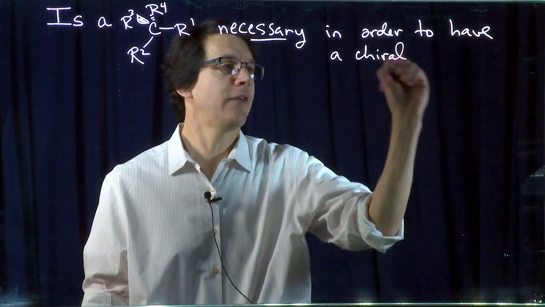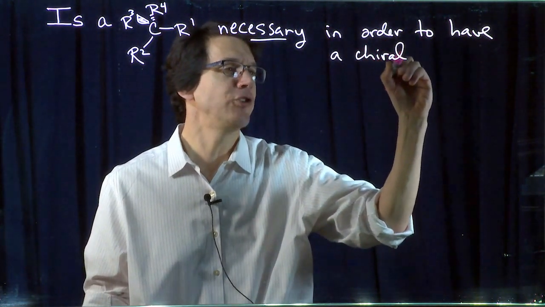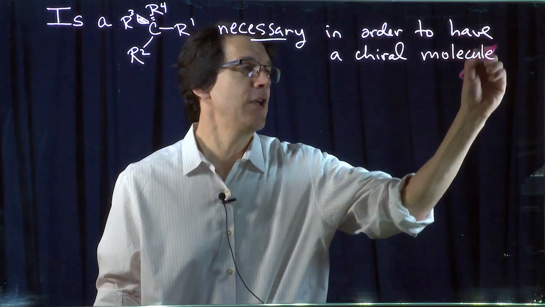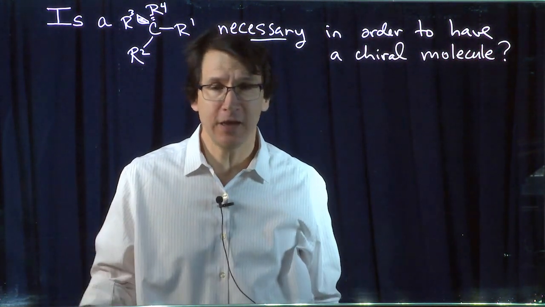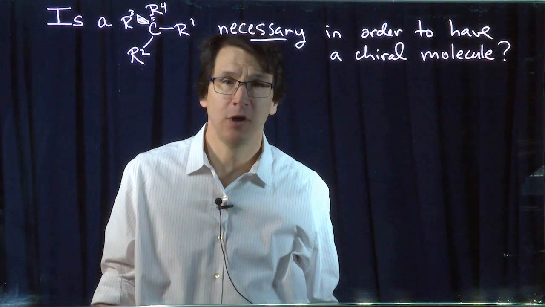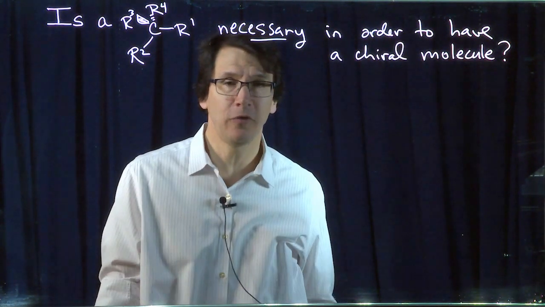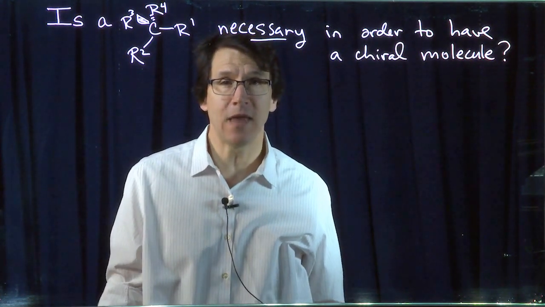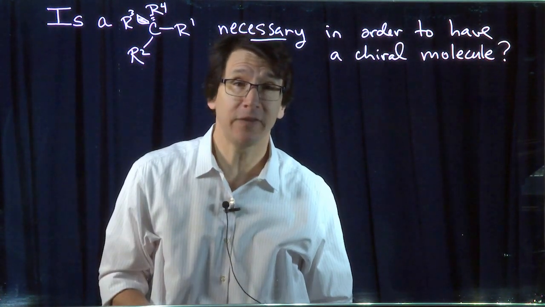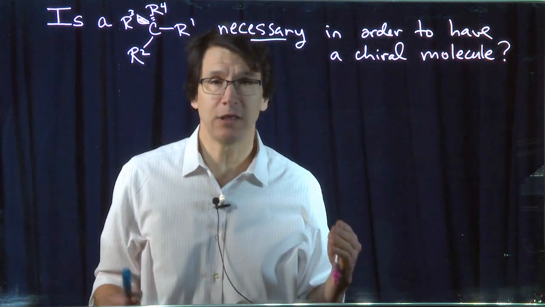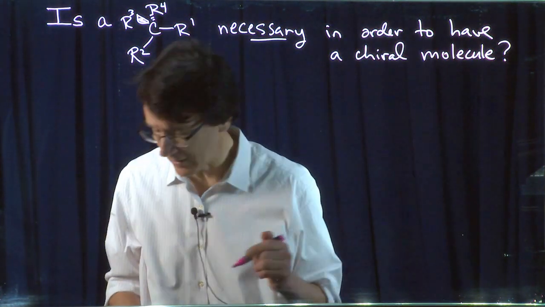So if you're a philosophy major or a student of logic or whatever, you know that a question like this, if you can find even one case of a molecule in which the molecule is chiral, but it doesn't have one of those, then you can say that that type of element is not necessary in order to have a chiral molecule.